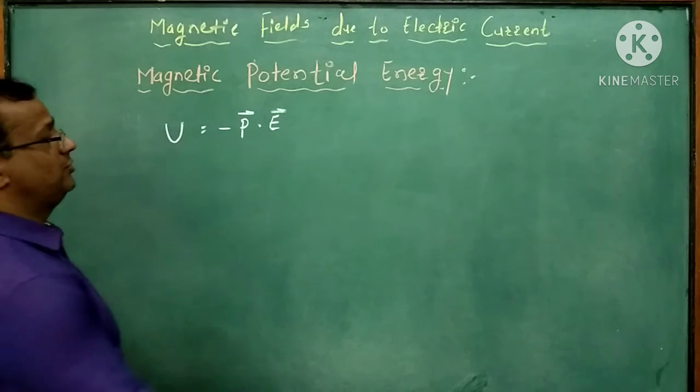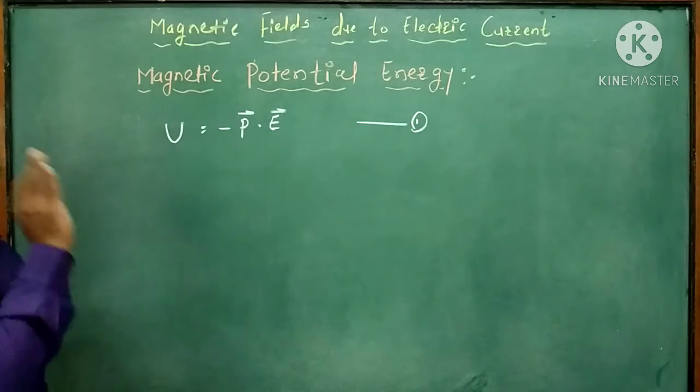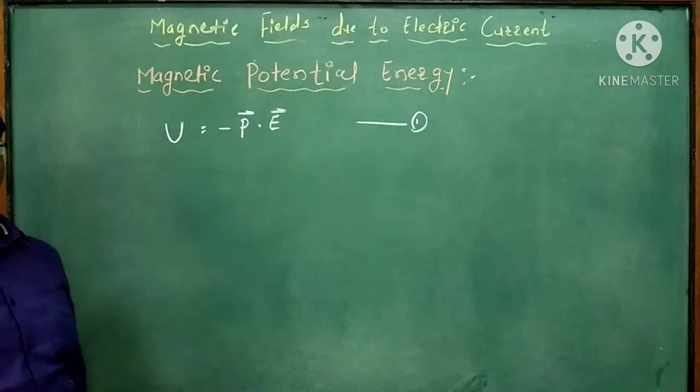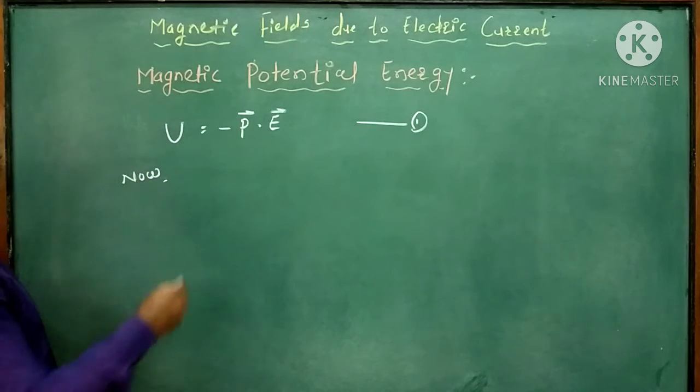This will be the equation of the electrical potential energy of an electric dipole. Suppose this will be equation number 1. So this is about the electric dipole and electrical potential energy. Now about the magnetic dipole.